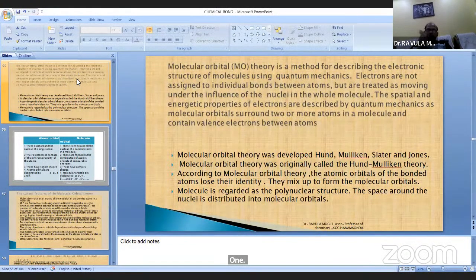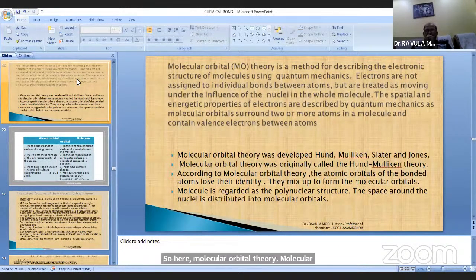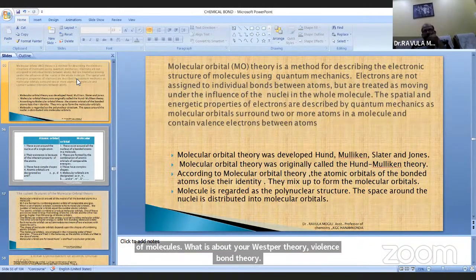So here, molecular orbital theory. A number of theories are used for the explanation of the structure of molecules. What is about here, sir? Kossel-Lewis theory, VSEPR theory, valence bond theory, and hybridization concept.